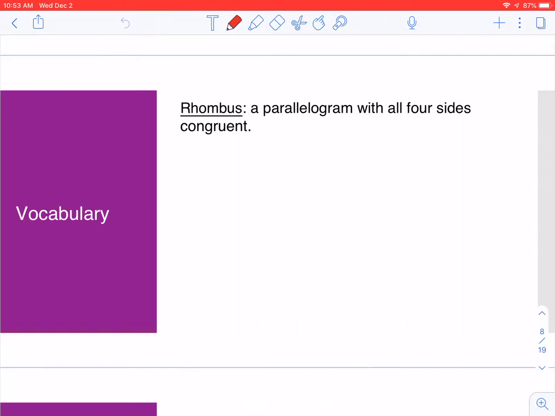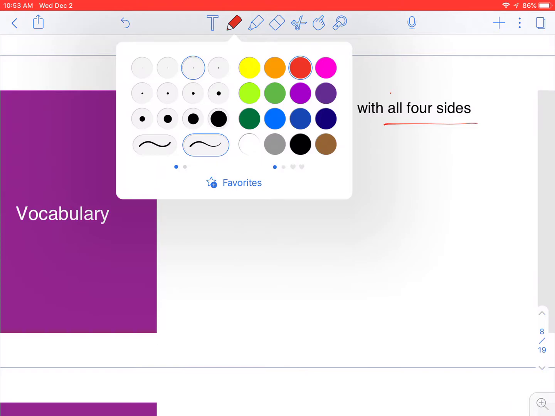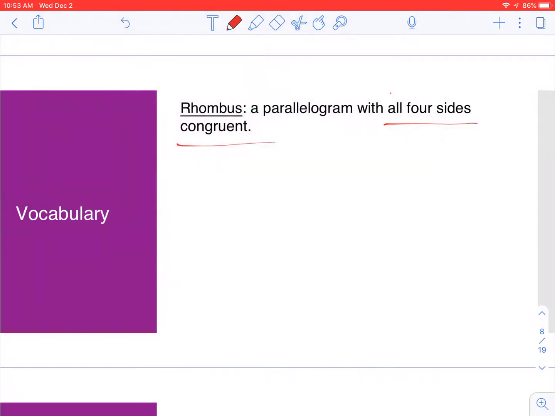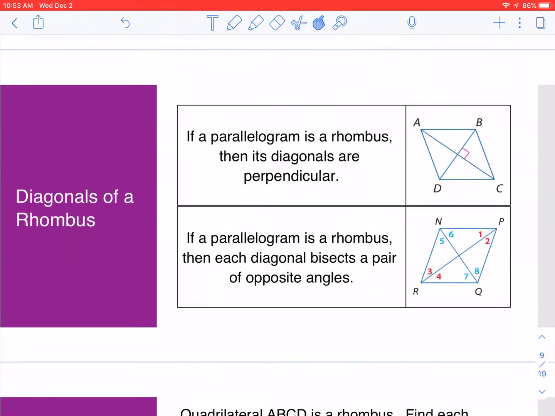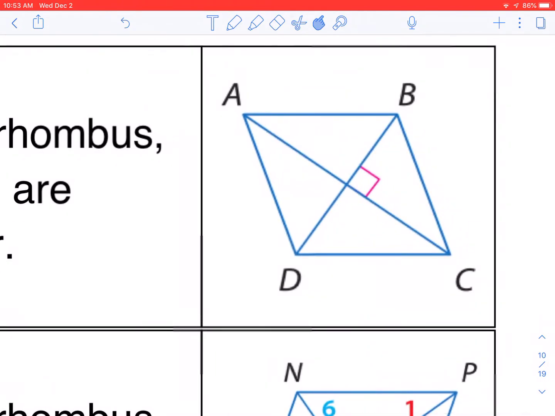So what I would do is I would take this part right here and add it to your family tree. And you're going to write all four sides congruent. Okay? You're also going to write down the diagonals are perpendicular. Okay, as I zoom in here, the diagonals will always make a right angle.